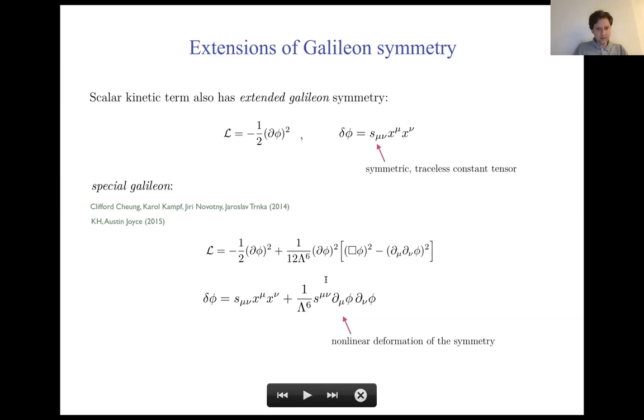So this is known as the special Galilean. So it's more symmetric than the ordinary Galilean. It also has the Galilean symmetry and the ordinary Galilean symmetry and the shift symmetry.